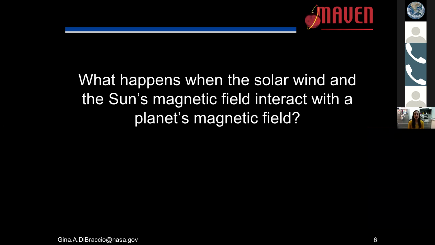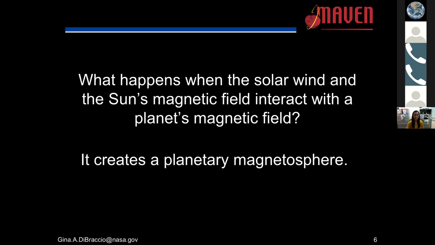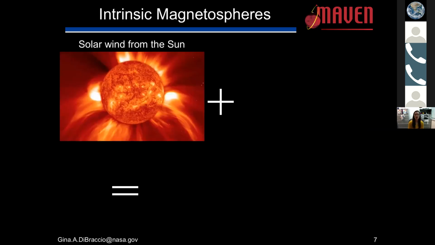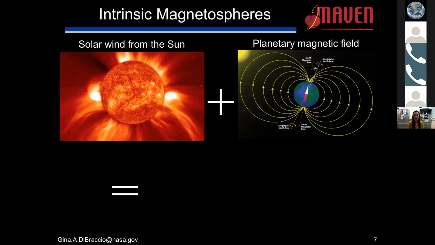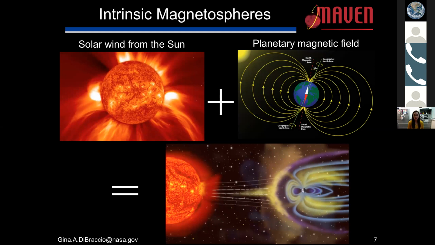Okay, but now what happens when the sun's solar wind and its magnetic field interacts with a planet's magnetic field? This creates what we call a planetary magnetosphere. So first we have one type of magnetosphere that's called the intrinsic magnetosphere. If we have the solar wind from the sun, which we just discussed, that hot plasma that's streaming out away from the sun, and we combine it with that global planetary magnetic field of the Earth that I was describing to you, what we get is an intrinsic magnetosphere.